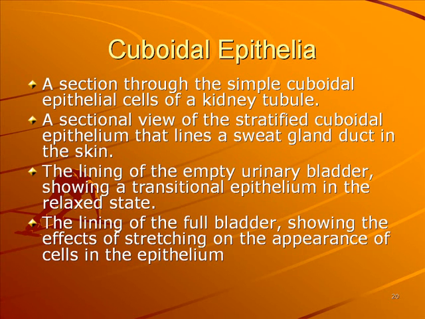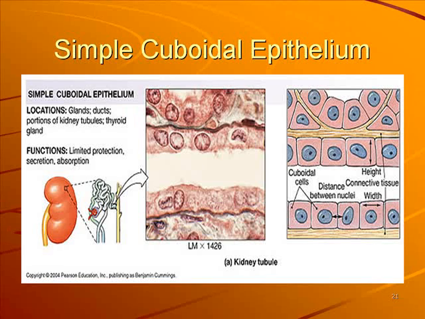So on the exam, if I asked you to identify this cuboidal epithelial tissue located in the urinary bladder, you would have to give me transitional epithelium. You wouldn't be able to give me cuboidal epithelial because I gave you that in the question. Okay? Lining of a full bladder showing the effects of stretching on the appearance of epithelial tissue. This is an example of simple cuboidal tissue. If I said this was in the renal tubule, not in the bladder, renal tubule, it's simple cuboidal epithelial.